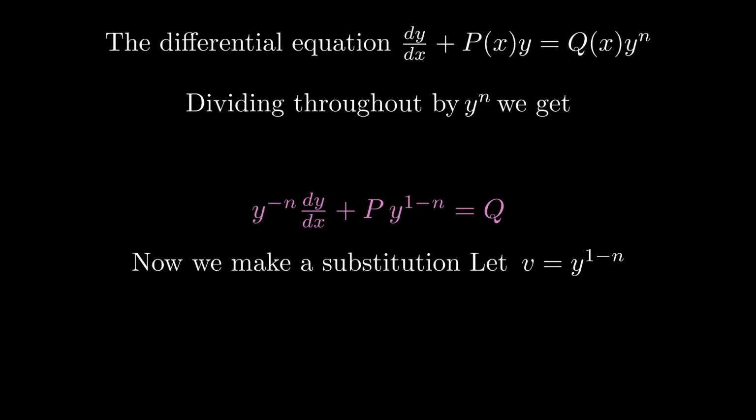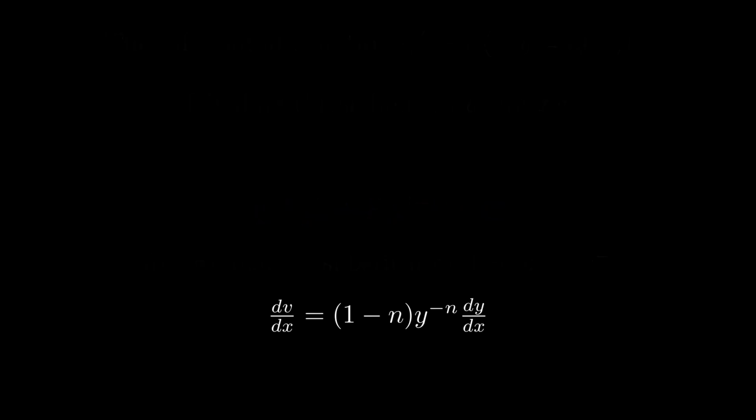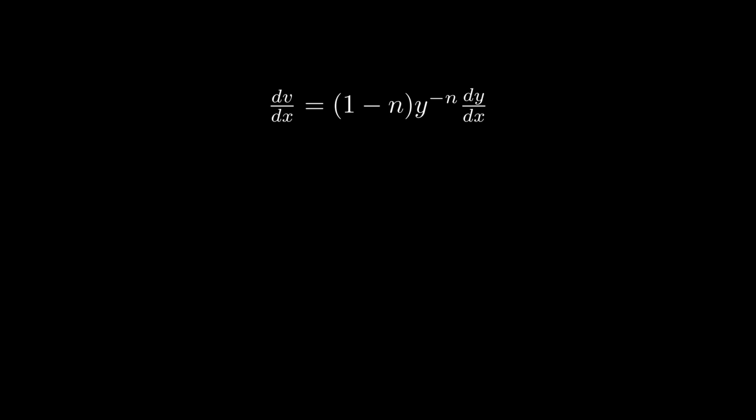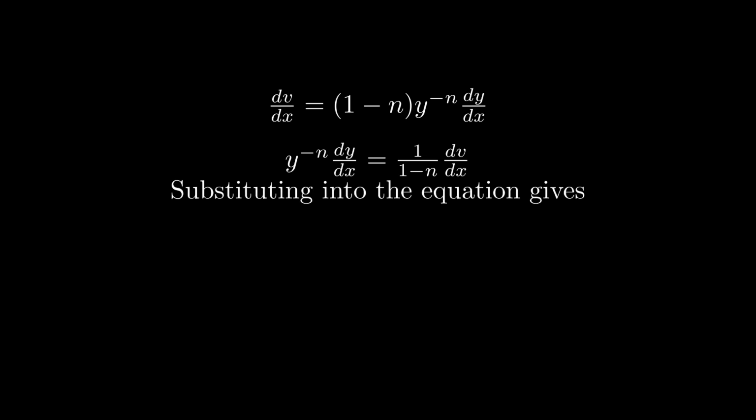v equals y^(1-n). So, dv/dx equals (1-n) y^(-n) dy/dx. Now, y^(-n) dy/dx equals 1/(1-n) dv/dx.